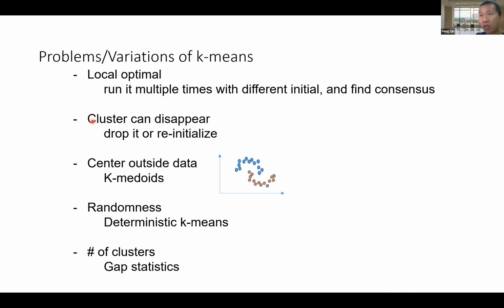All right. And also when running k-means, clusters can disappear. For example, if one center is unluckily initialized in an empty void, then implementations of k-means typically will just drop it or reinitialize and run it again.